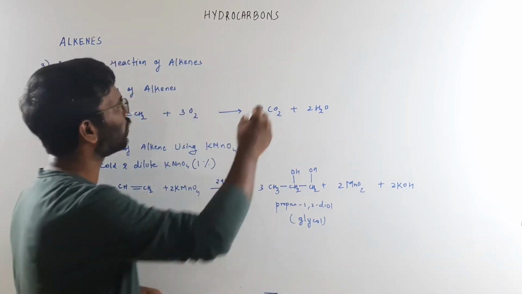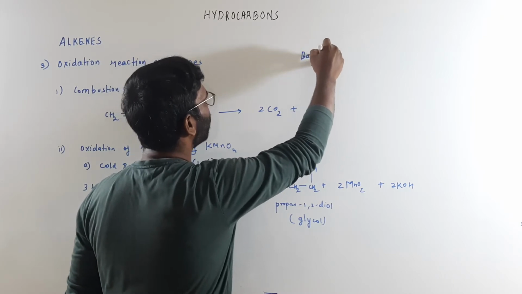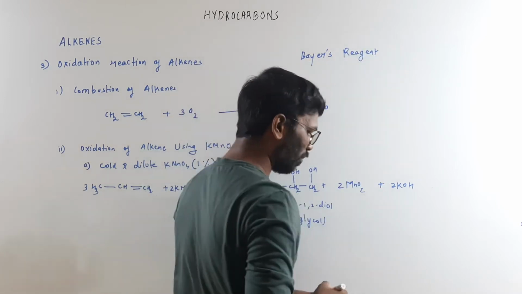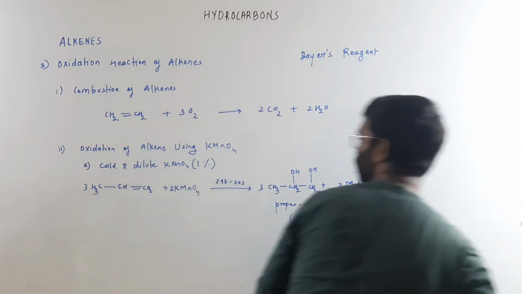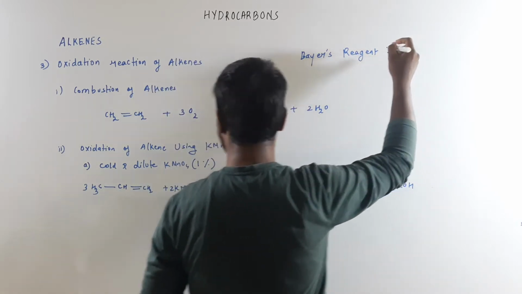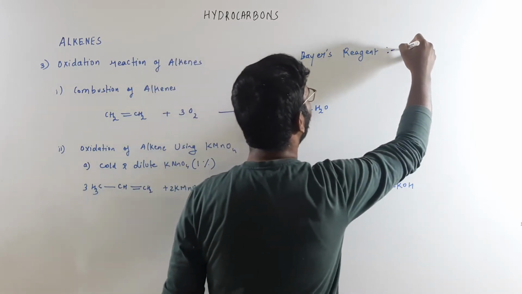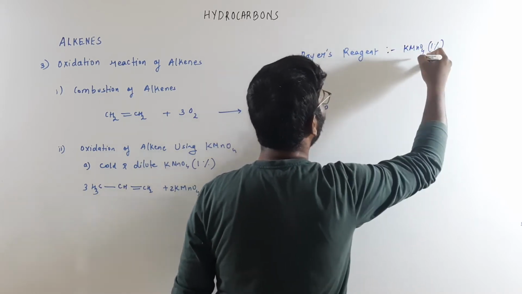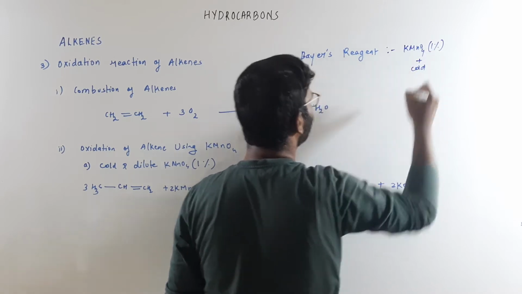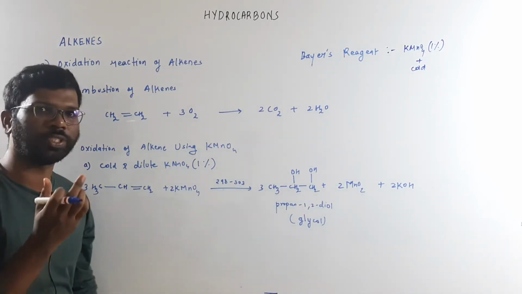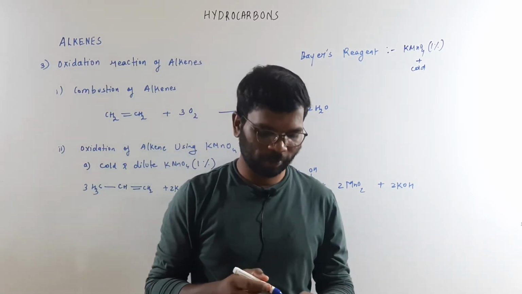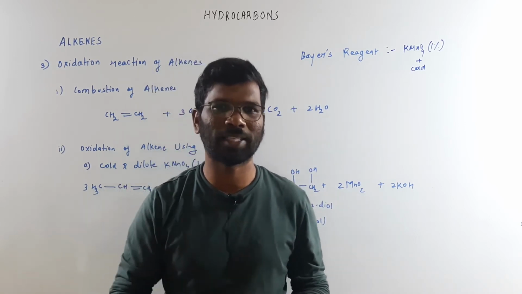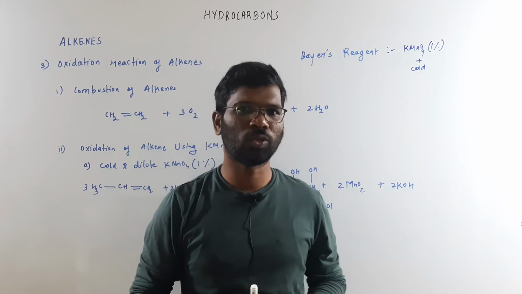Now the oxidation of alkene using cold and dilute KMnO4 is also called Baeyer's reagent. Baeyer's reagent is 1% KMnO4. It is very dilute and it should be cold. This is the reagent which is used to identify unsaturation, that is, whether there is a double bond or a triple bond in the given compound.